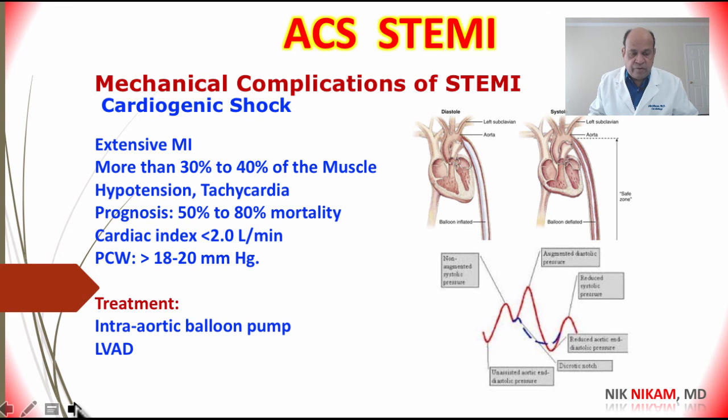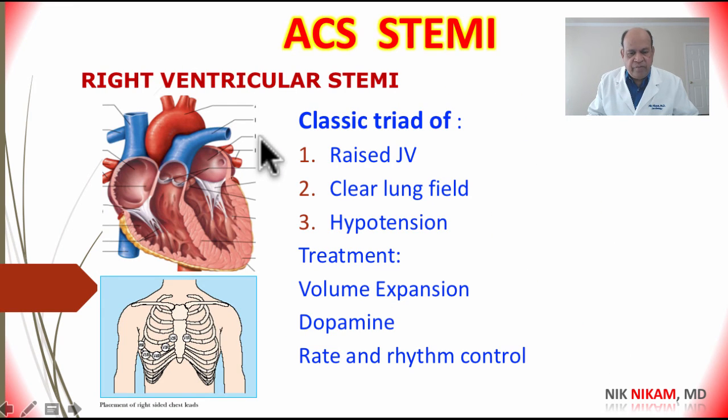Let's talk about right ventricular STEMI. Right ventricular STEMI occurs, as I said, more commonly with proximal occlusion of the right coronary artery, which also involves the branches supplying the right ventricular wall. A patient with right ventricular infarction presents with hypotension, clear lung fields, and raised jugular venous pressure.